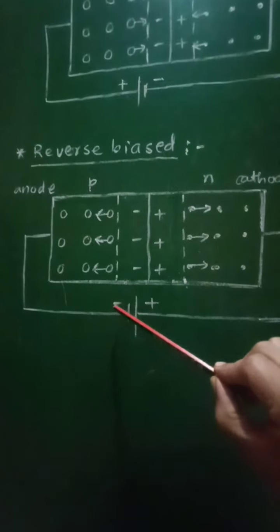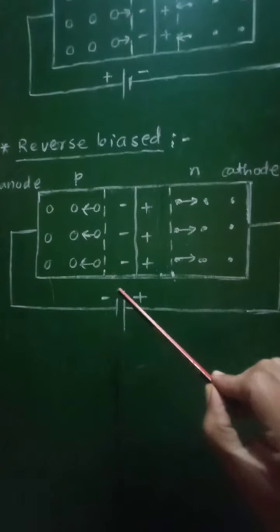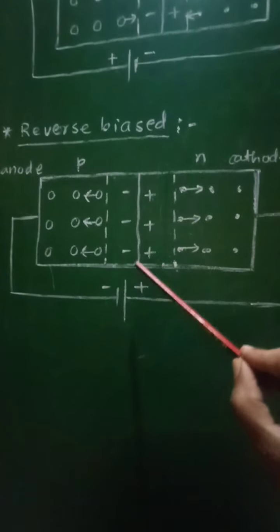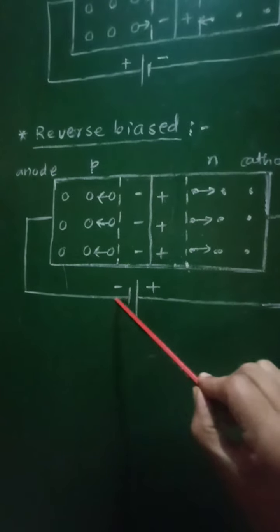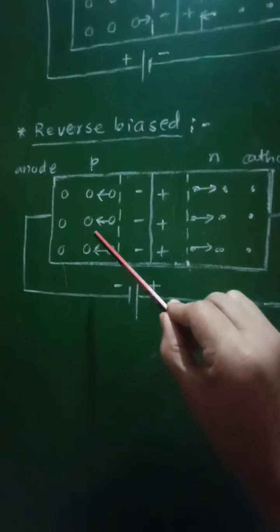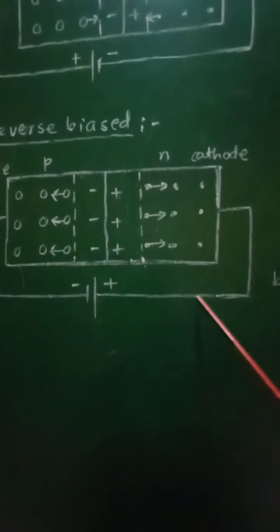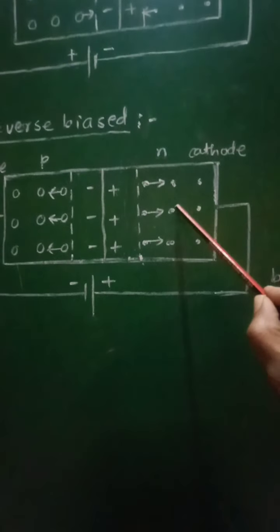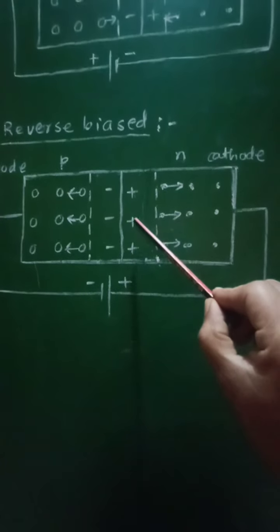When the negative terminal of the external source is connected to the anode and the positive terminal of the external source is connected to the cathode, then the diode is said to be reverse biased. That is, when the negative terminal of the external source is connected to the P region of the diode and the positive terminal of the external source is connected to the N region of the diode, then the diode is said to be reverse biased.